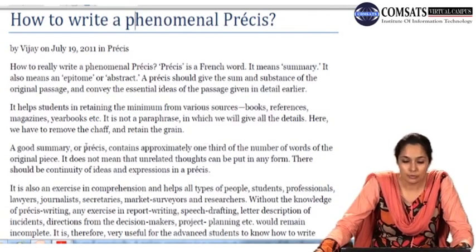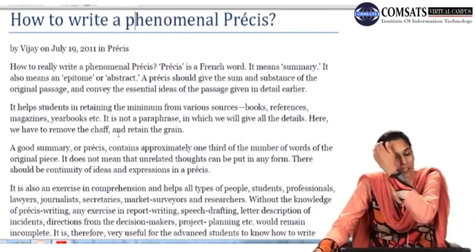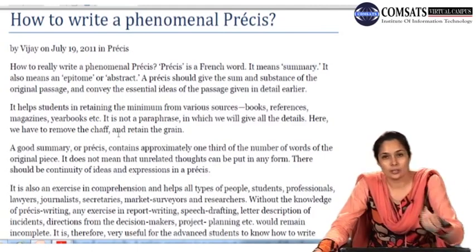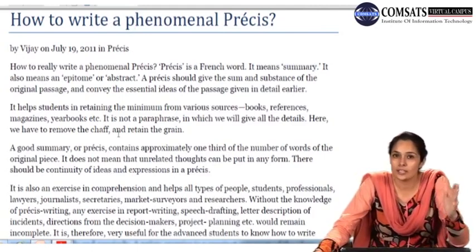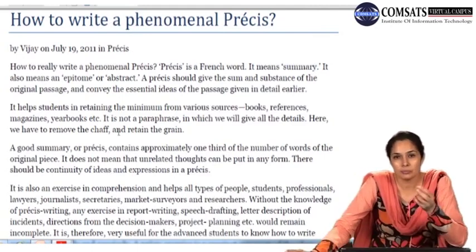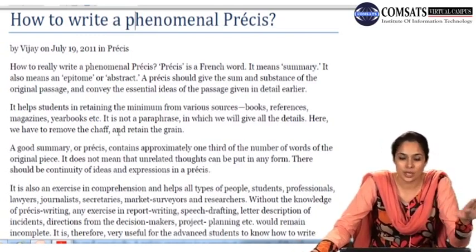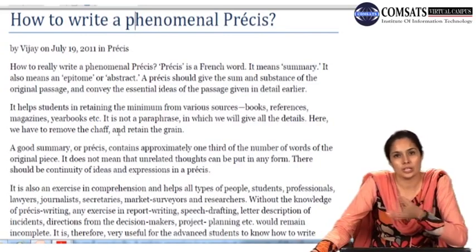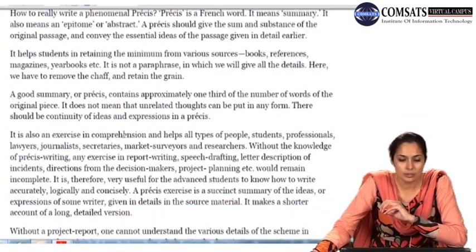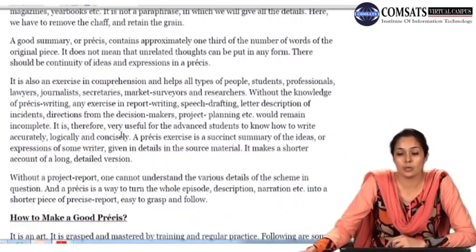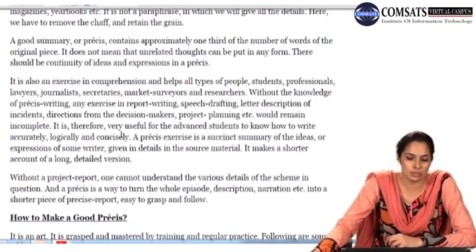Here we have to remove the chaff means we have to separate the husk from the grains, and separate out the grains. That means less important details are supposed to be sifted out, and the important points have to be separated out. A good summary or Prezi contains approximately 1/3 of the number of words of the original Prezi.